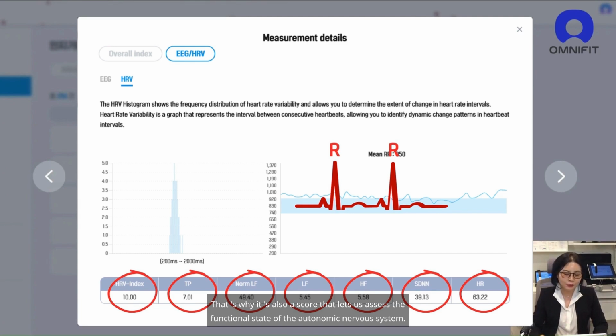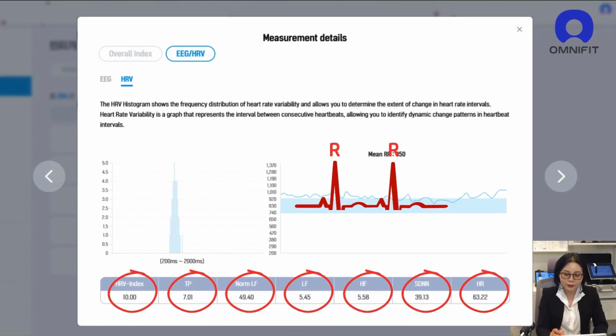And TP stands for total power, which includes low frequency and high frequency, that is, sympathetic and parasympathetic, and also a very low value called VLF. It shows the total power value of those frequency domains. This also represents the overall activity of the autonomic nervous system. So, when this value is low, it indicates decreased energy, fatigue, or generally poor condition.